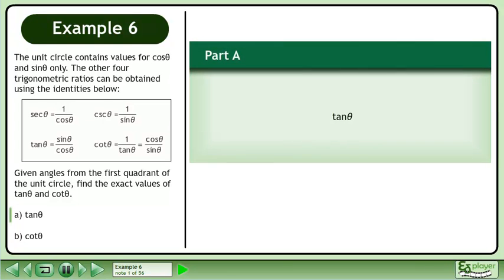The unit circle contains values for cos theta and sin theta only. The other four trigonometric ratios can be obtained using the identities below. Given angles from the first quadrant of the unit circle, find the exact values of tan theta and cotan theta.